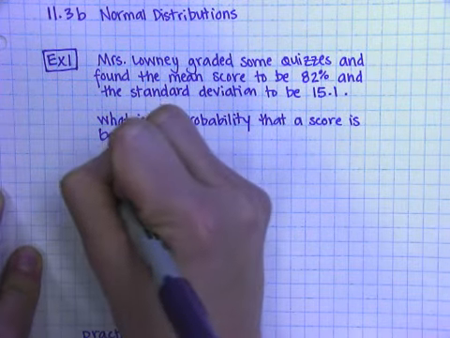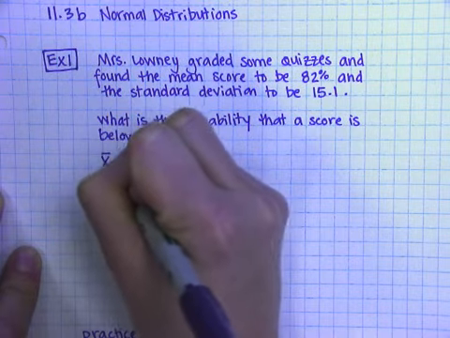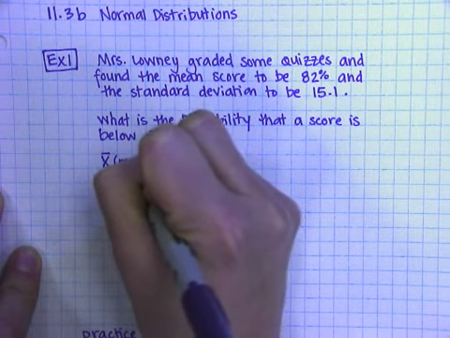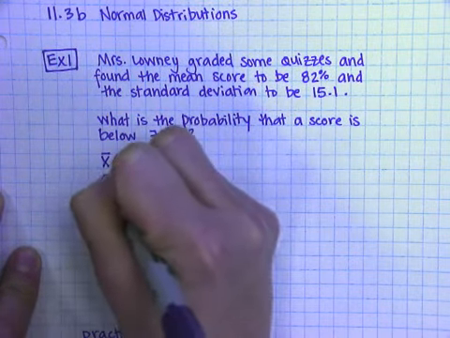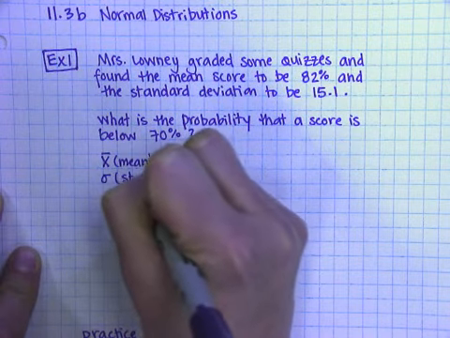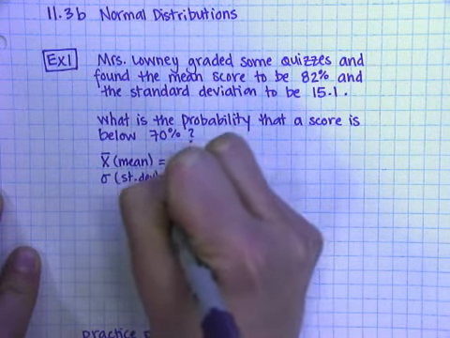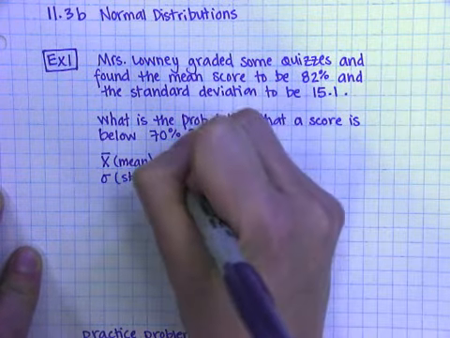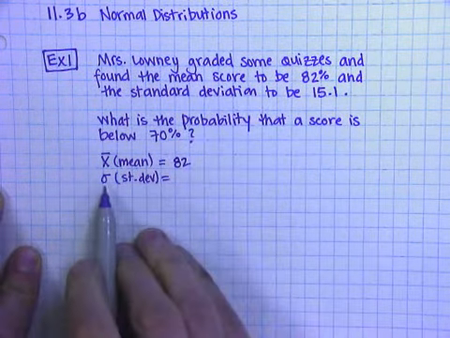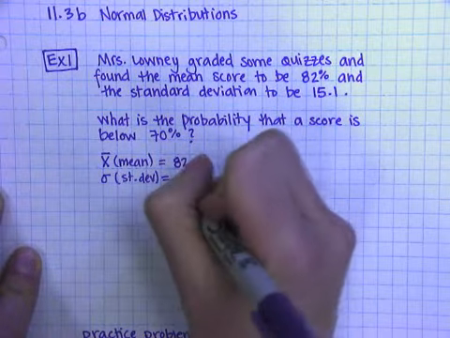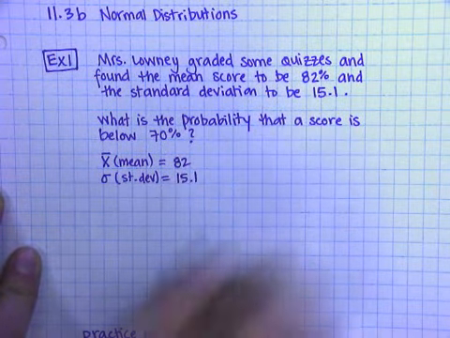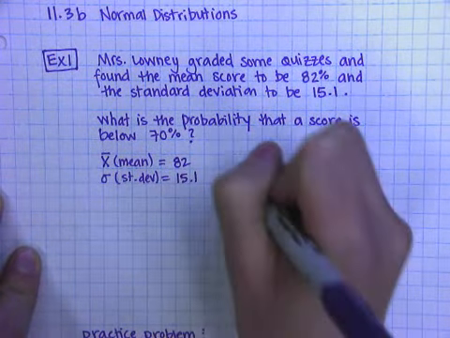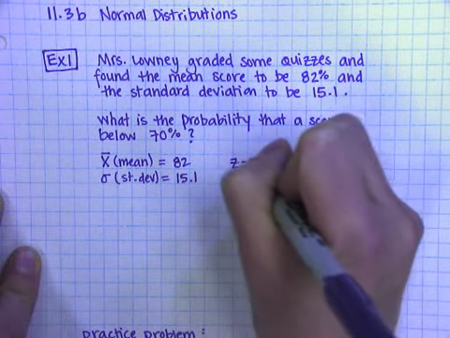So for this, first I need to identify my x-bar, or my mean, and I also need to identify my sigma, or my standard deviation. So I go back to the problem, and the mean score is an 82, and my standard deviation is 15.1. Okay, and then we're going to need to find the z-score.